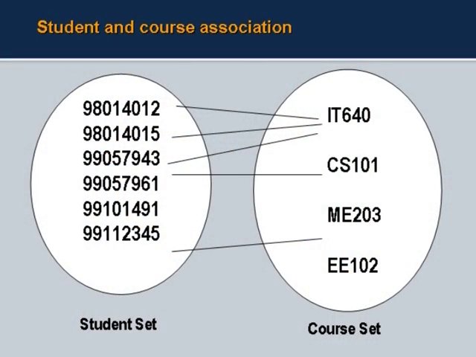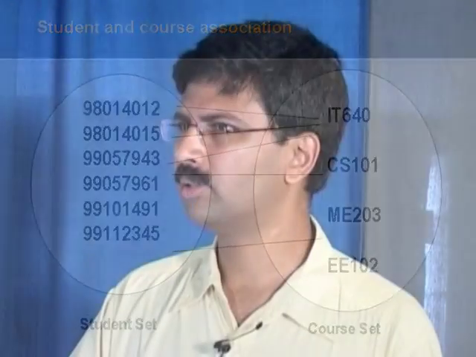They can take multiple courses. In this case, this student has taken two courses. So what can you say about this relationship? Many, yeah, it's a many to many. Each student can be mapped to many courses. Each course can be mapped to many students. So that's many to many. That's one type of cardinality relationship.